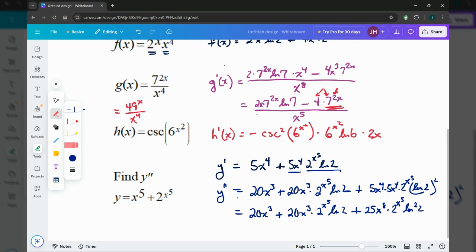So you can see how we do derivatives of exponentials that involve a base that's other than e. And again, this would all work the same way if I put e as the base of all of those exponentials.